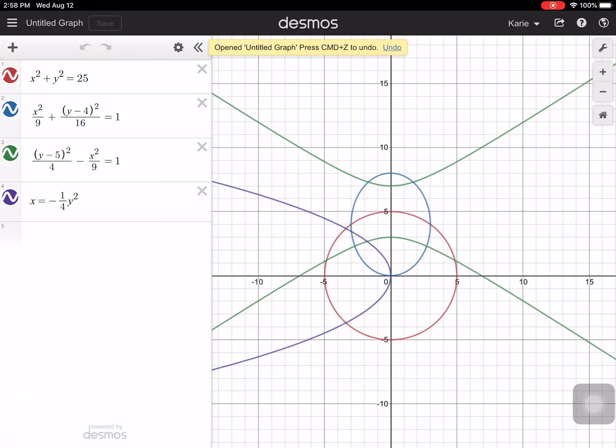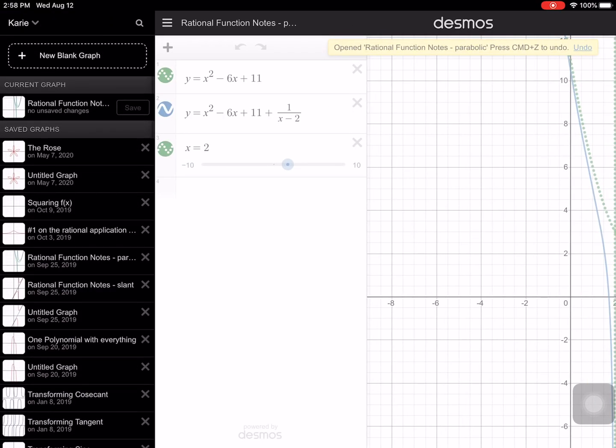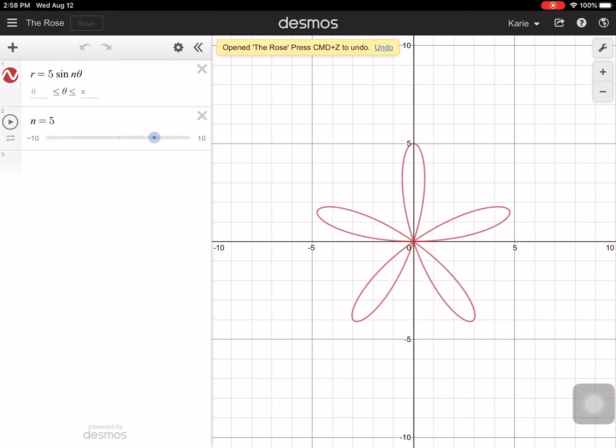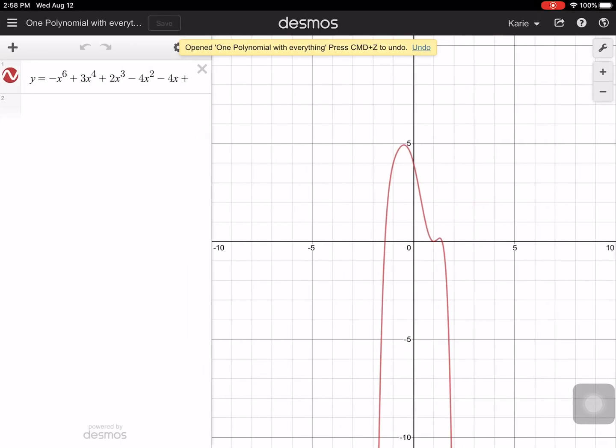This was something we did in pre-cal. How fun is that? Rational function. This was part of the notes that we did with rational functions at some point. Isn't that lovely? I have done different graphs and saved them, and that's been really helpful for me to refer back to, to show people certain things, and to have it already planned ahead. It's not a bad idea for you as well.